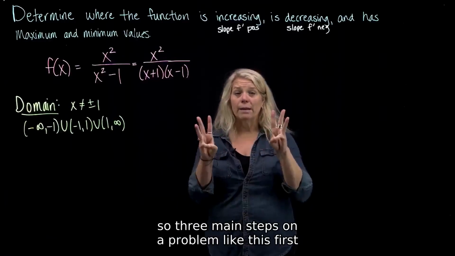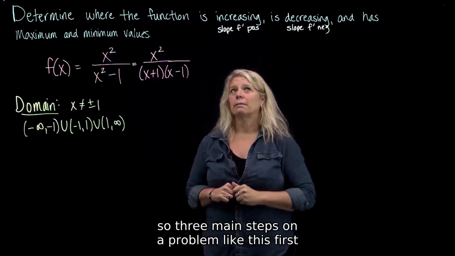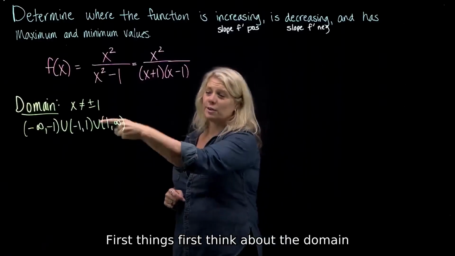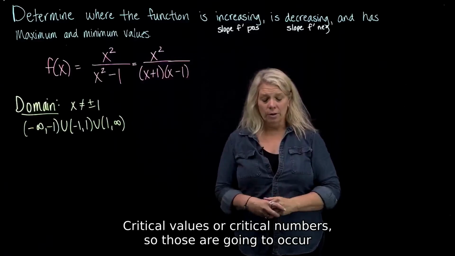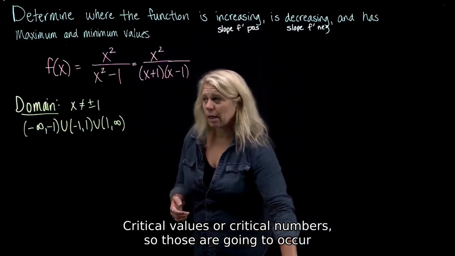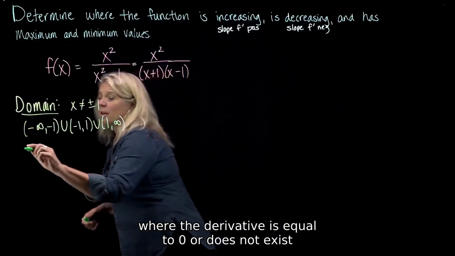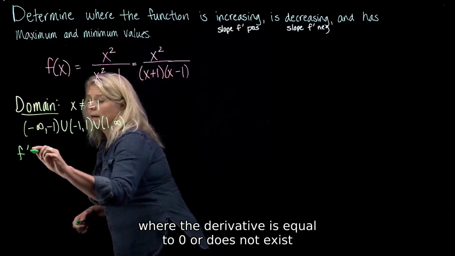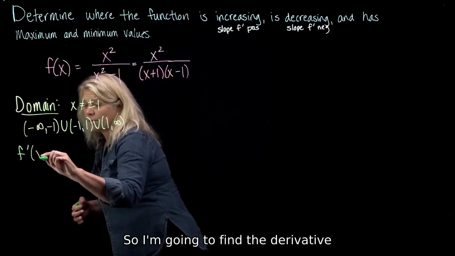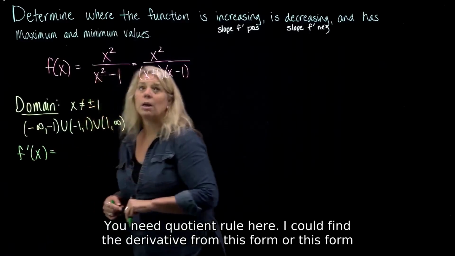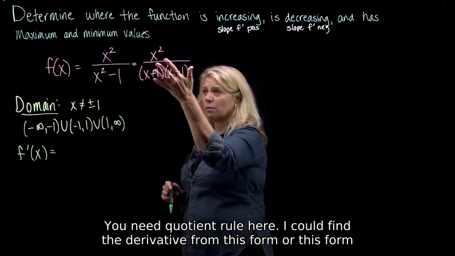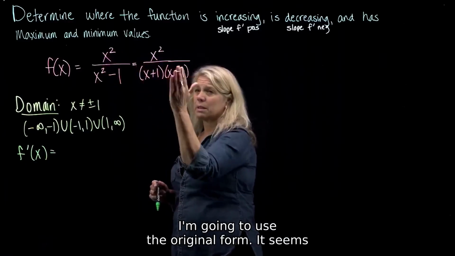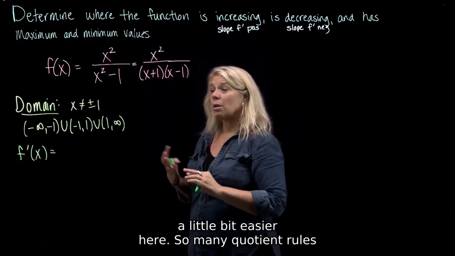All right, so three main steps on a problem like this. First things first, think about the domain. Next, critical values or critical numbers. So those are going to occur where the derivative is equal to 0 or does not exist. So I'm going to find the derivative. I'm going to need quotient rule here. I could find the derivative from this form or this form. I'm going to use the original form. It seems a little bit easier here. So I'm going to need quotient rule.